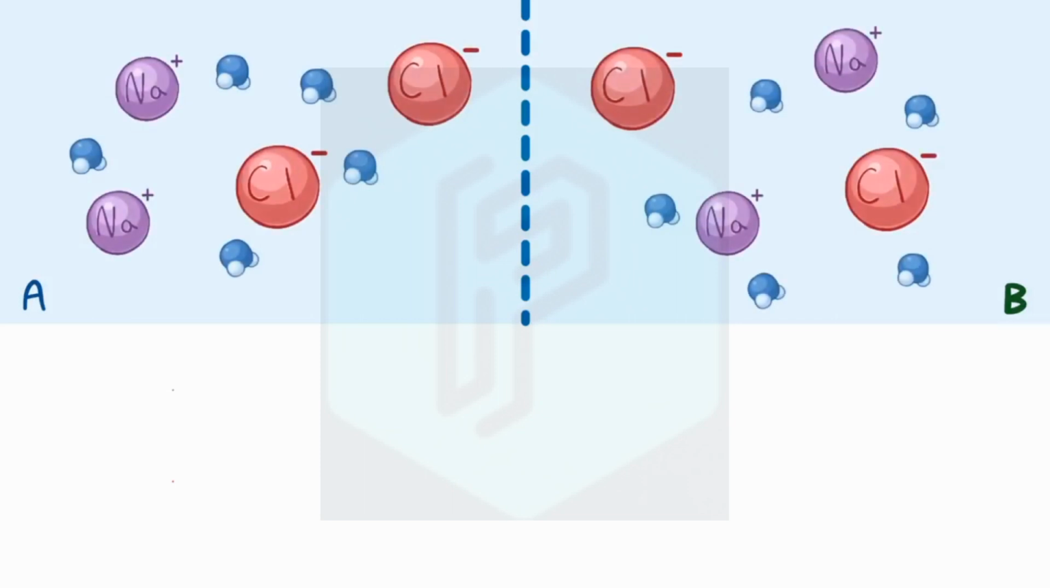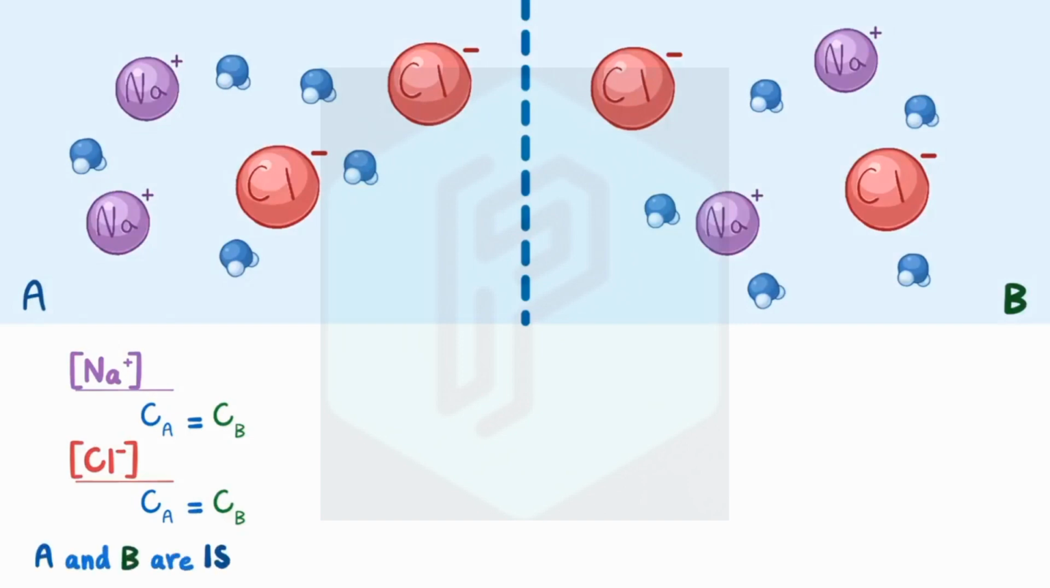So let's say that we're looking at a lab beaker that's filled with a saltwater solution, and we separate it into two compartments, A and B, with a semi-permeable membrane in the middle. Now, first off, the salt, which is sodium chloride, will separate out into sodium ions and chloride ions once it's in the water. And since the concentration of sodium and chloride ions is the same on either side of the membrane, we say that A and B are isotonic to each other.